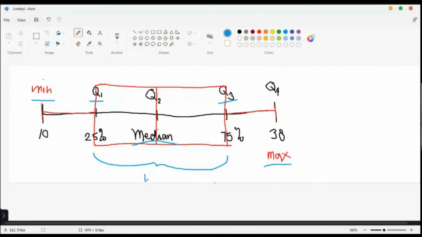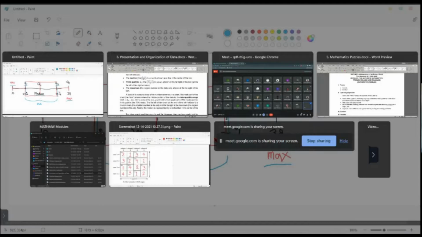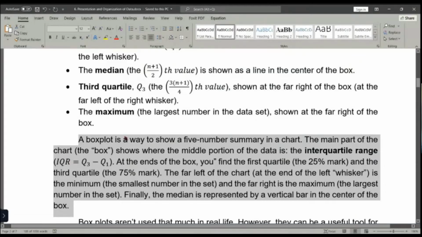This is your interquartile range. Interquartile range from this point up to this point. To find the interquartile range, just get the difference between the third quartile and the first quartile.